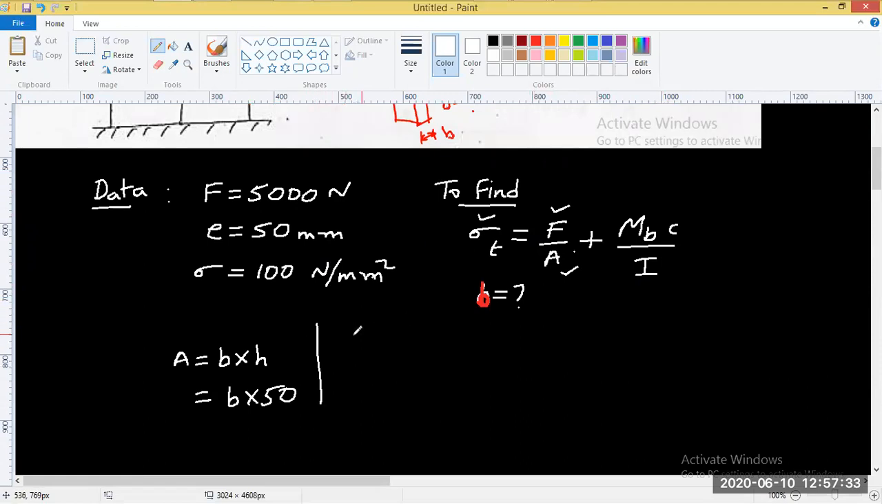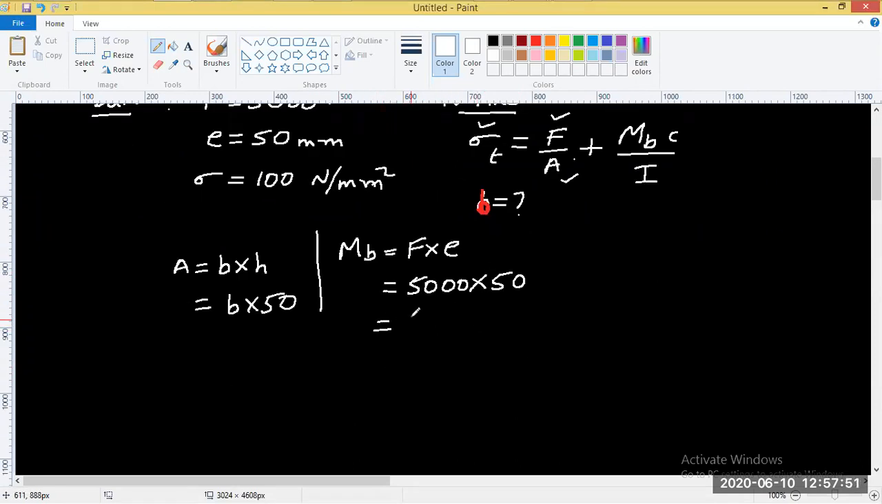Okay, one by one. So bending moment MB is just force times eccentricity. Force is given, 5000, into eccentricity, which is also given, 50. So 5 fives are 25, and 4 zeros, 10 power 4 Newton. Right. So that's our bending moment. So we have found the bending moment.